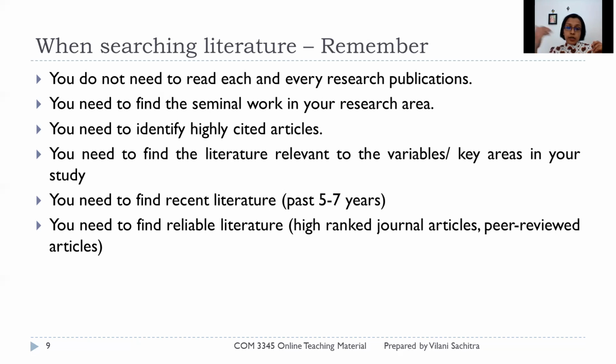Okay, and then you need to find reliable literature, right? Not everything published in Google Scholar is reliable. Sometimes we call them junk articles. Junk means they are not perfect, their quality is very low. Everyone can publish now. There are so many publication opportunities available, but most of them are not perfect. So it is important for you to identify those things. I will go to Google Scholar and show you how to identify quality articles.